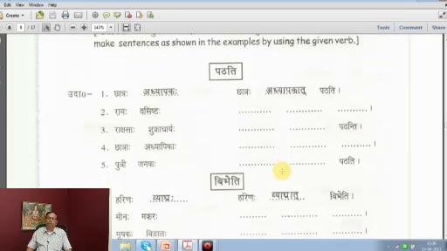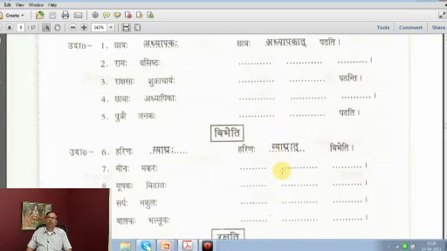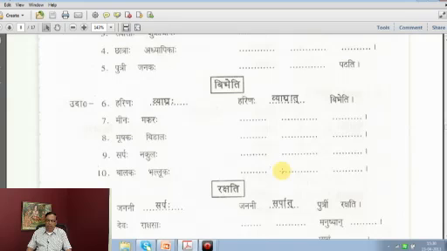Janakat patati. Putri Janakat patati. Daughter learns from father, her father. And now another verb is introduced here, bibheti, fearing. Bibheti means fears. So there are some listed out here. Who is fearing from whom?